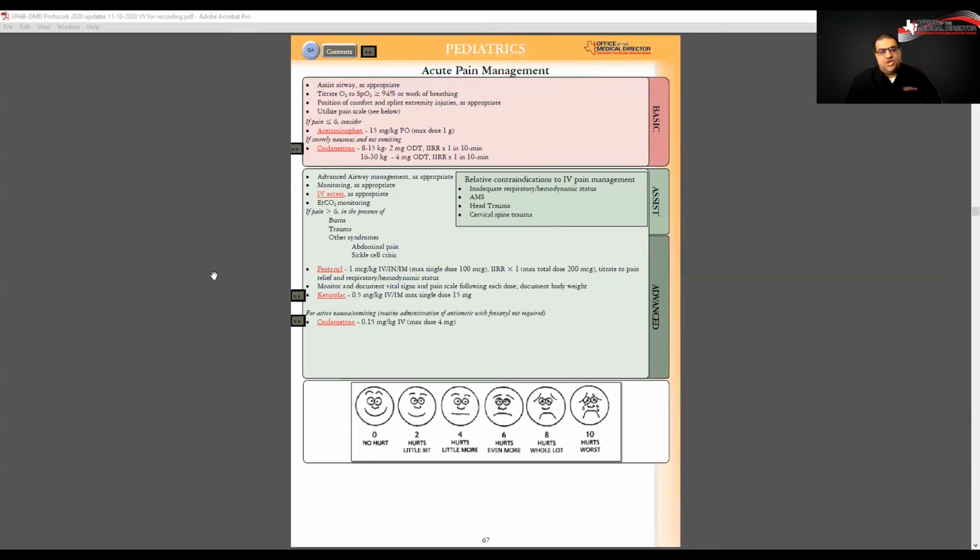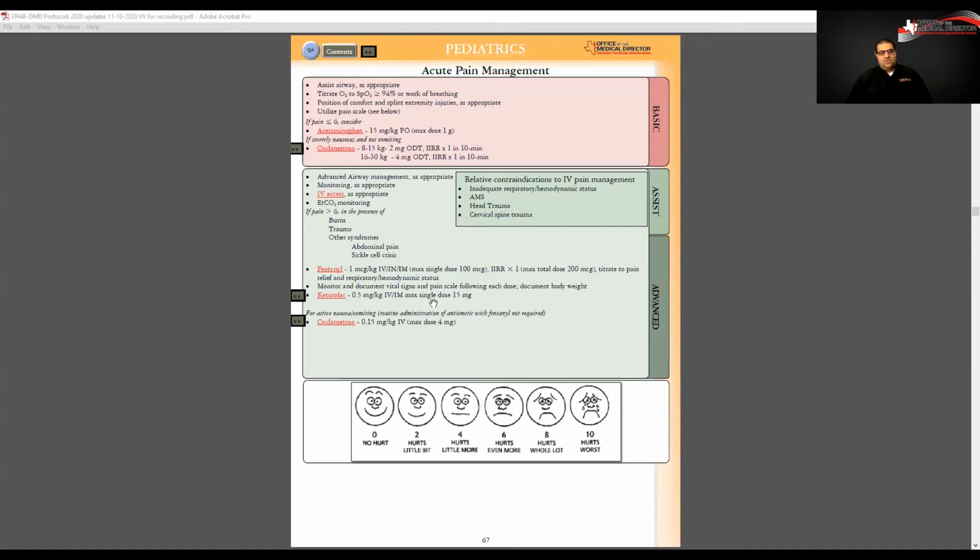For your pediatric acute pain, again, same changes on ondansetron ODT at the basic level. Again, go by your weight. You essentially can give a full ODT tablet or try and split the tiny pill in half for those in the 8 to 15 kilogram range. But again, that's moved up to the basic level. And then we have added ketorolac down here at the assist advanced level as well.